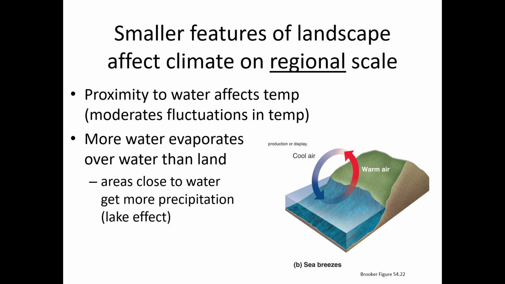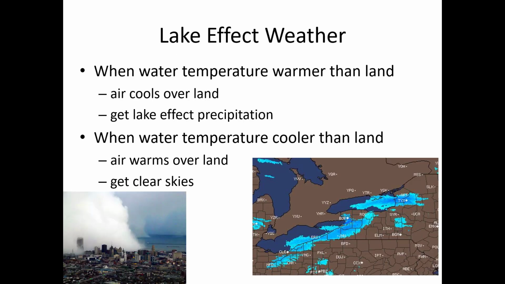We also know that more water can evaporate over water than over land, so areas closer to water will get more precipitation. That is going to cause two things. First off, lake effect weather. If the water temperature is warmer than the temperature of the land, wind will move over the water, and that wind will pick up moisture from the water, and as that wind moves over land, it will cool, and as it cools, it holds less moisture, and it will precipitate, often in the form of snow. This is lake effect snow.